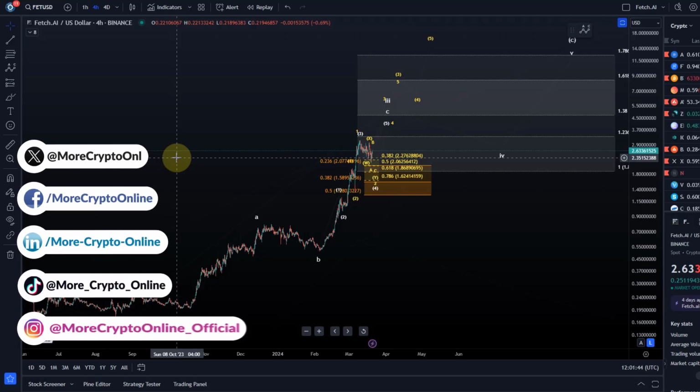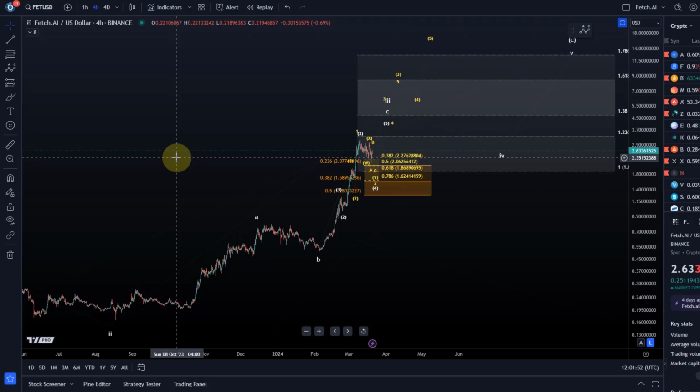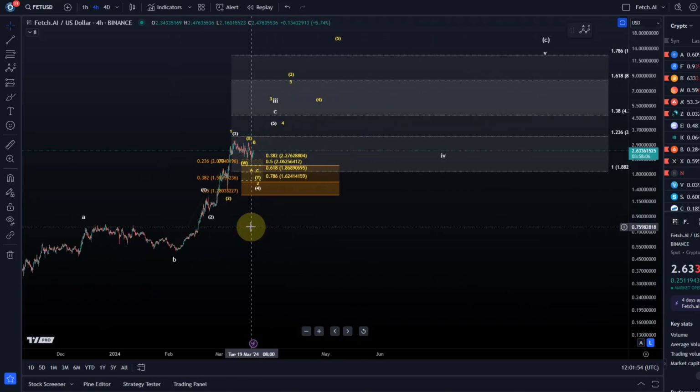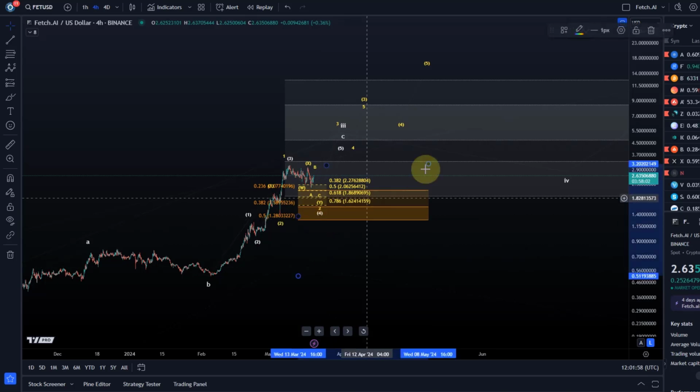We continue to deal with this uptrend on the FET chart. We just have a pullback at the moment, that's at least my interpretation. As shared with you in previous videos, we have two scenarios on the micro level that we're dealing with here.